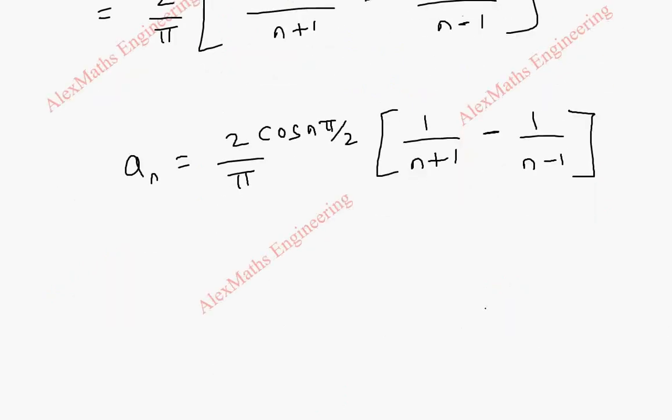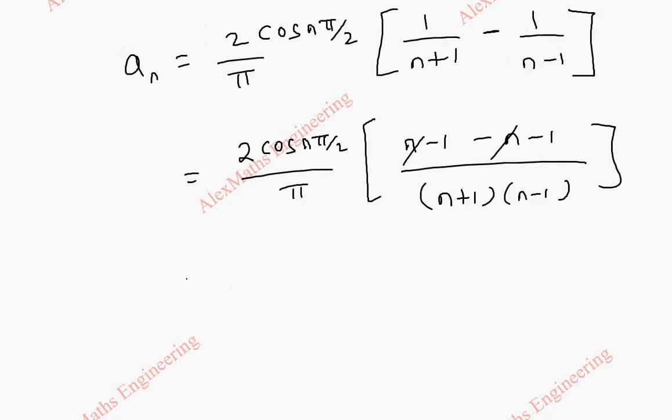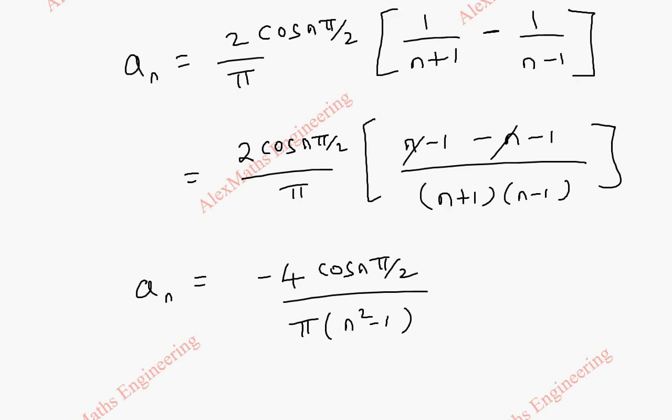Now we are going to take LCM. So this is 2 cos n pi by 2 by pi. By taking LCM, it is (n plus 1) into (n minus 1). So (n minus 1) minus (n plus 1). So we can cancel these two. We are left with minus 2. So minus 4 cos n pi by 2 by pi into (n square minus 1). This is what we got for an.